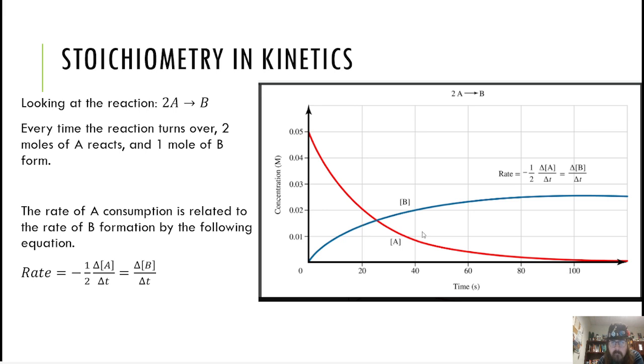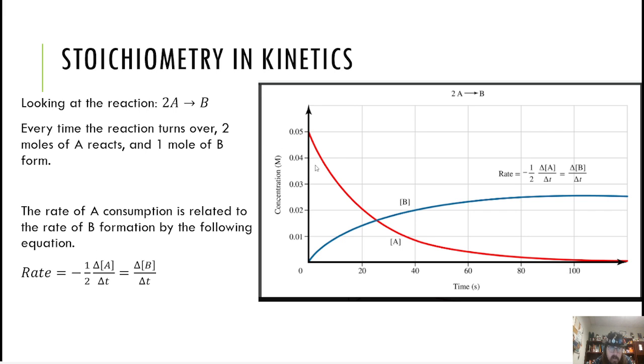And then after 40 seconds, A dropped from 0.02 to a little bit under 0.01, where it dropped by about 10 millimolar, and B has increased by about 5 millimolar from that. And we see as A approaches 0, B approaches the asymptote, which would be essentially 0.025 molar.